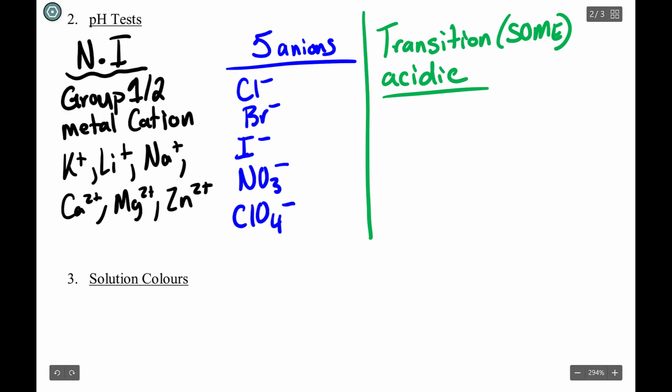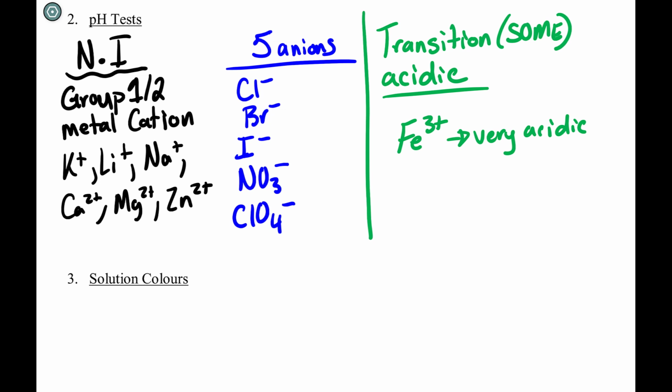The most commonly known acidic cation would be something like iron 3+, which is very acidic. The reason why it's acidic is beyond the scope of our course. It takes a little bit to explain, but this is actually a major problem when you are mining iron ore, and then there is a slurry water that comes off that contains iron 3+.